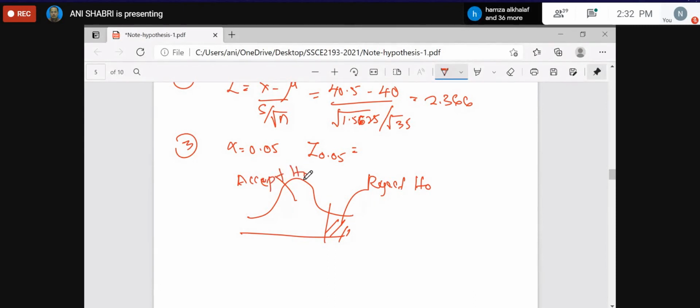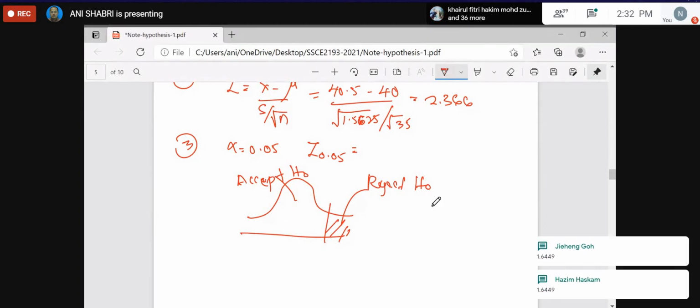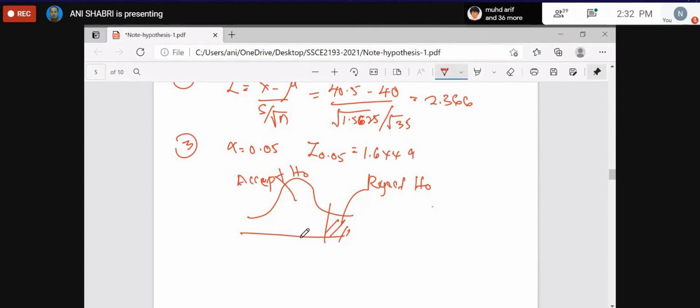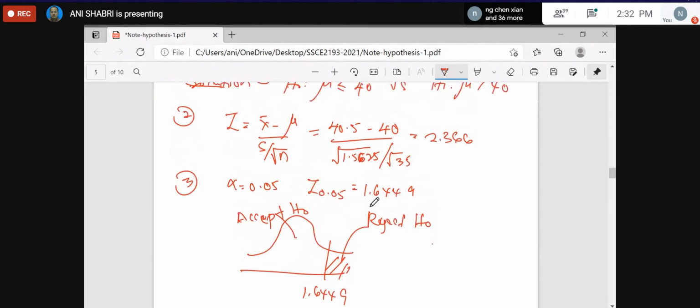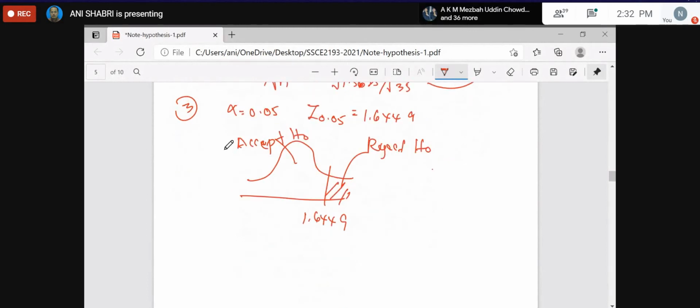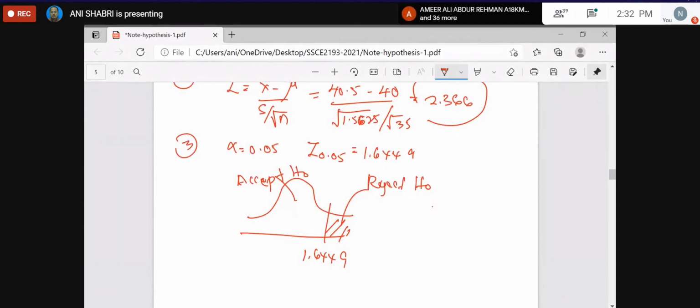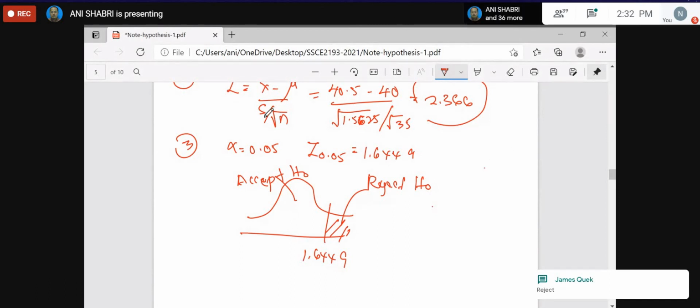What is the value for this one? 1.6449. This is the border, 1.6449. For this one, accept or reject? We calculated from the formula 2.366. The border is 1.6449. Reject. The answer is still the same. We reject H0.